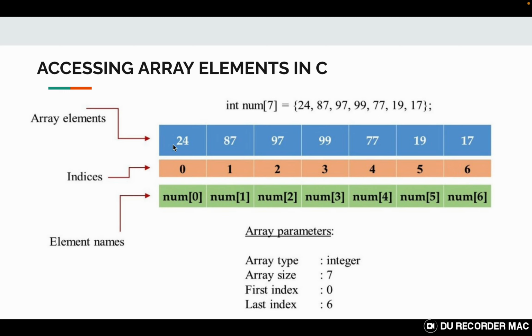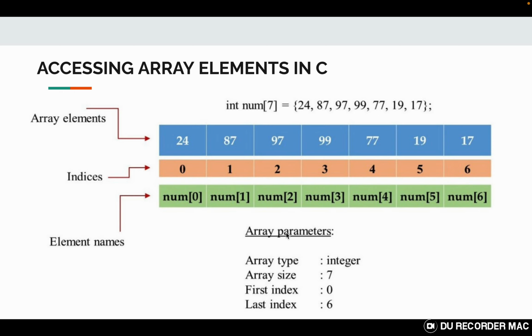And then if you want to access the element 24, what you need to do is write the name of the array, num, and then the position that you want to access. So for 24, num is the name of the array, and the position is 0. If you want to access, say, 77, then you write num and the position 4. So num 4 will give you 77, num 5 will give you 19, num 6 will give you 17, num 2 will give you 97.